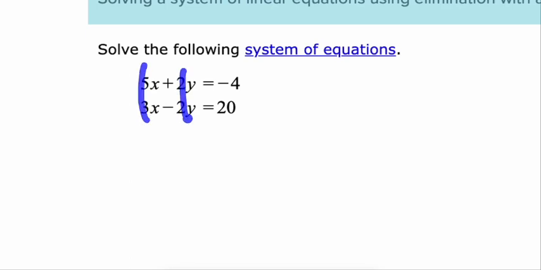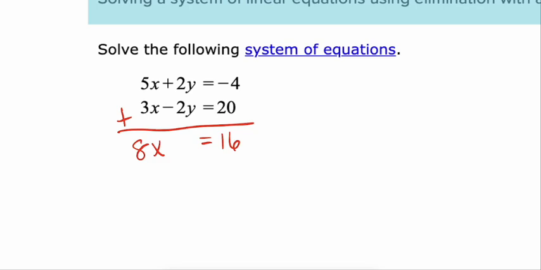You know, our x's, y's, equals, and numbers are all lined up, and you can just add them up because the y's are already opposites. Perfect. So now we get 8x equals 16. Divide by 8, you got it. X is 2. Now remember, you're not done because we always want an ordered pair when solving a system.